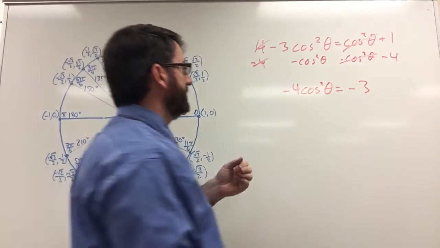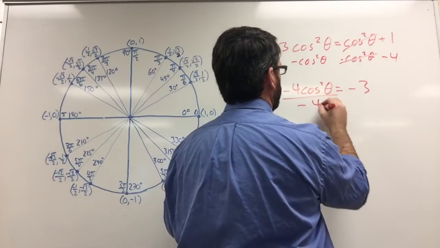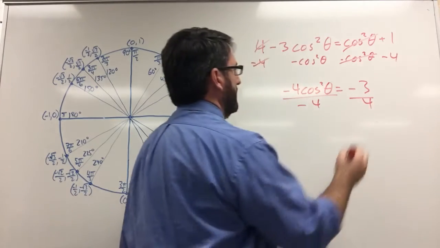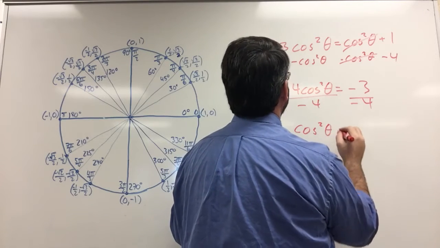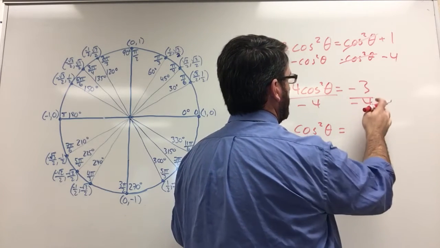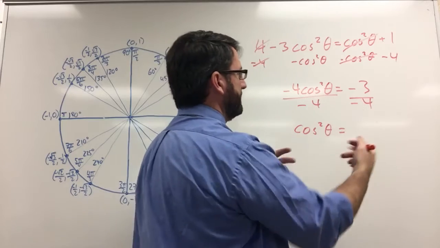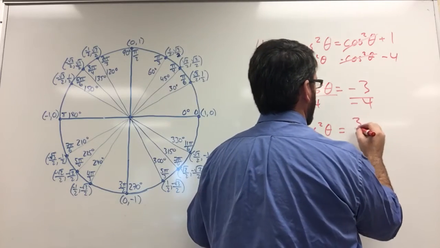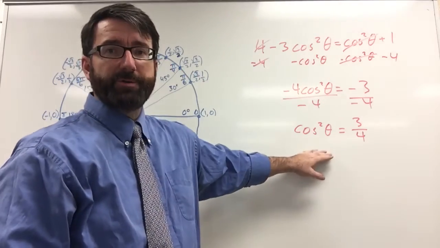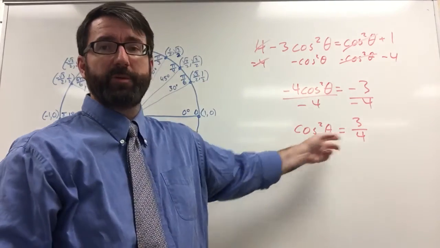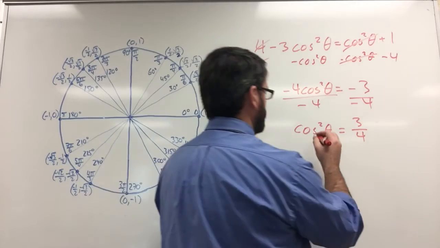All right, now let's divide both sides by negative 4. And we get cosine squared theta is equal to a negative divided by a negative is positive, so this is just positive 3/4. Now we have cosine squared, we need cosine, so let's take the square root of both sides.